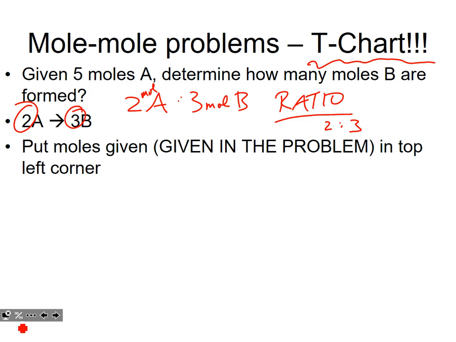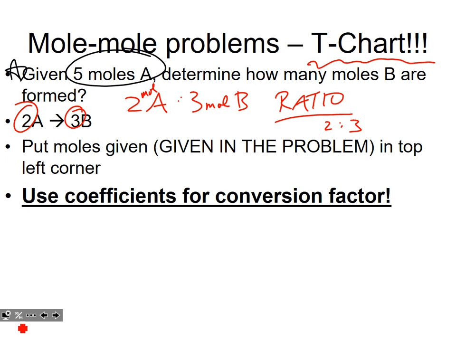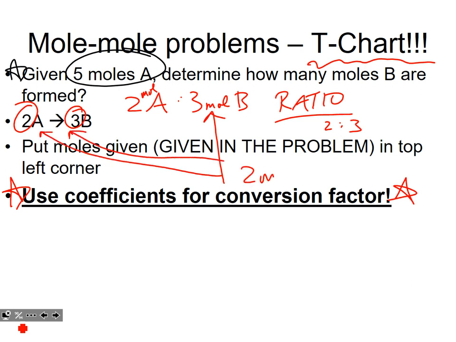And if we want to solve this problem using a T-chart, we're going to use the same process that we've been doing with T-charts all year. We're going to put the moles that are given in the problem, so the problem is right here. These are the moles that are given. That's the number that's in the problem. We're going to put that in the top left-hand corner. And then the conversion factor that we're using is the conversion factor from the coefficients in the chemical reaction. This 2 moles of A to 3 moles of B. That is our conversion factor.